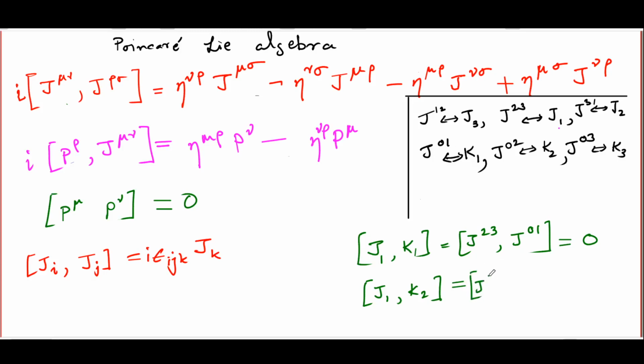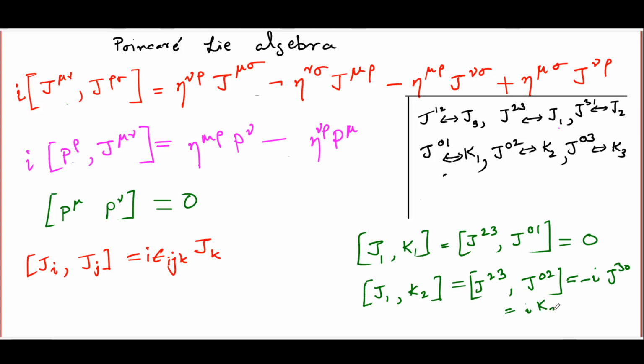That will give you J23 with J02. So now you have two outer indices which are equal, so they will go on an eta. So mu and sigma will go on an eta. That's the last term here. And J nu rho, so J30, with an extra minus i, which comes when you move the i on this side to the other side. So this gives you plus i times J03.